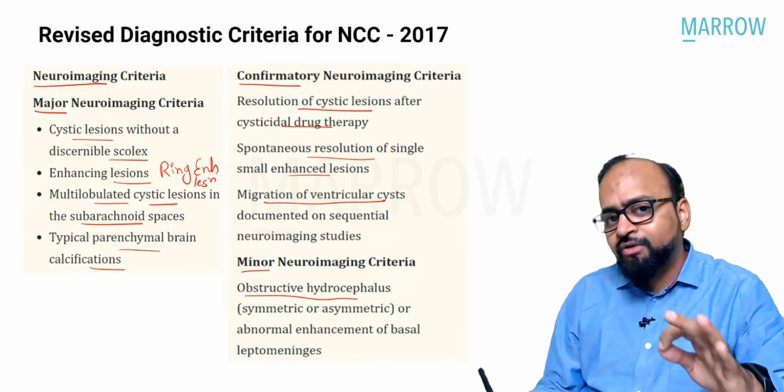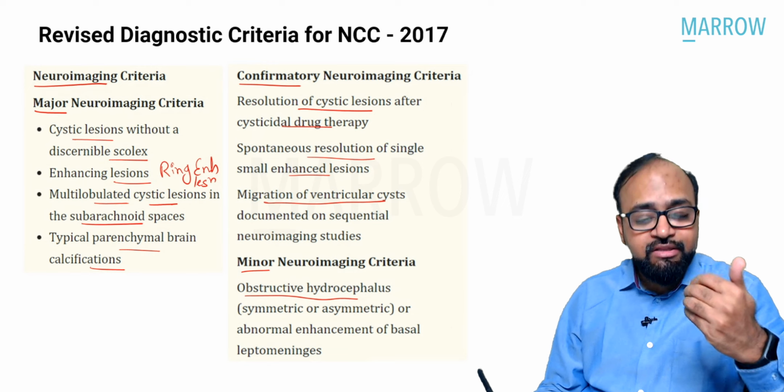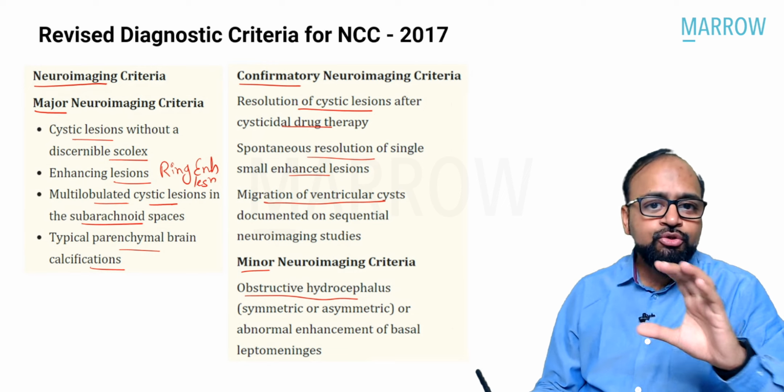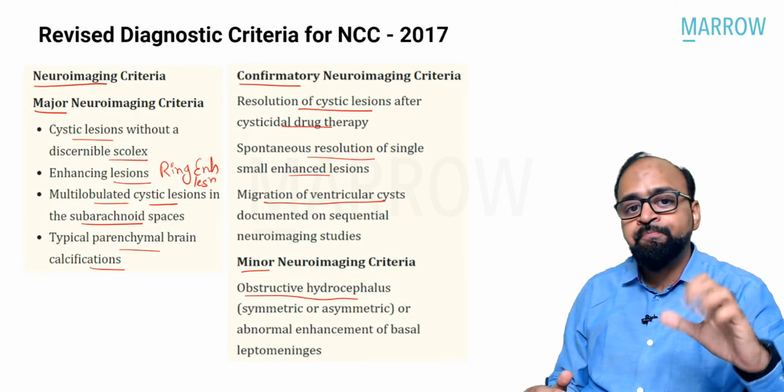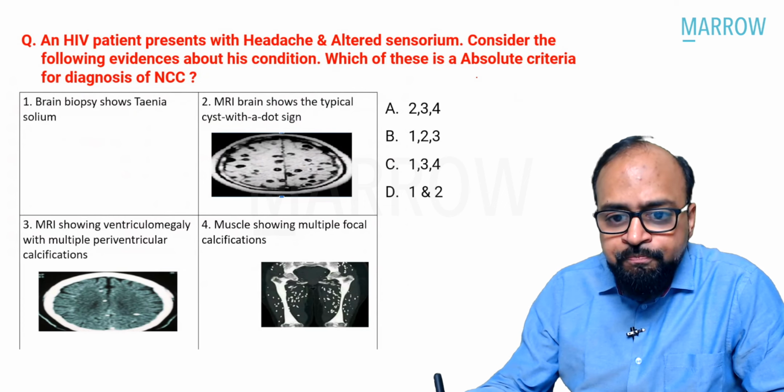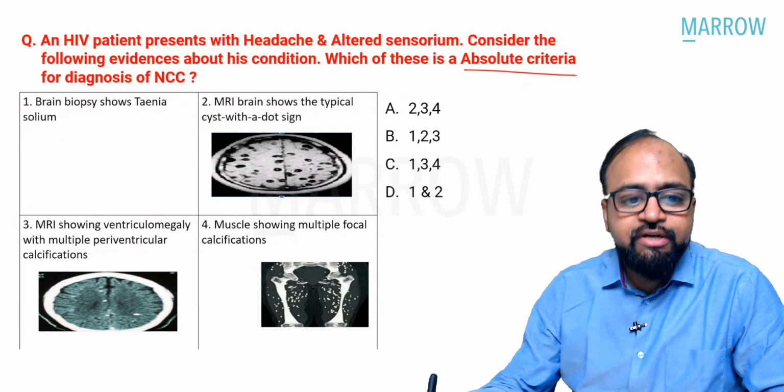Now, the question that was asked to you, apart from that, there are some clinical criteria which are also there. Usually, there is a typical combination of one absolute criterion, or two major criteria and one confirmatory criterion, or two major criteria and one clinical criterion, which is used for the final diagnosis. The question asked in your exam was very specific. It was about which of these is an absolute criterion for diagnosis.